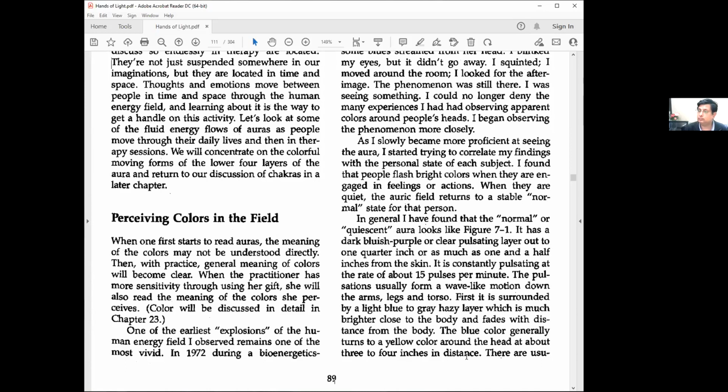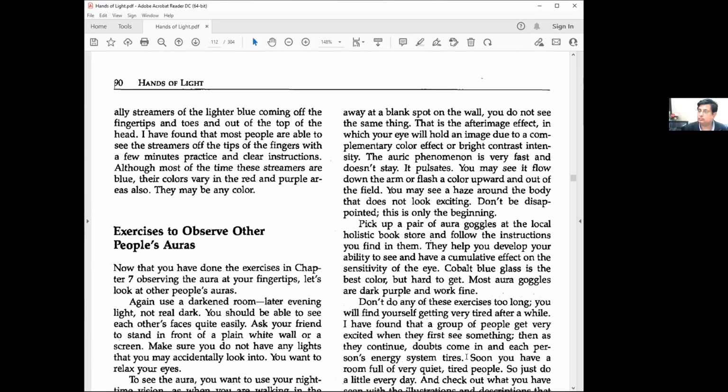There are usually streamers of the lighter blue coming off the fingertips and toes and out of the top of the head. I have found that most people are able to see the streamers off the tips of the fingers with a few minutes practice and clear instructions. Although most of the time these streamers are blue, their colors vary in the red and purple areas also. They may be any color.